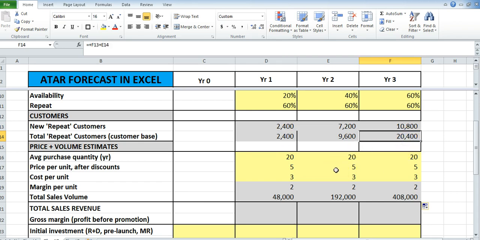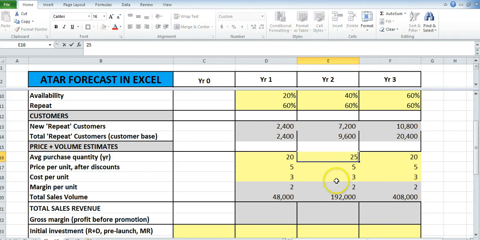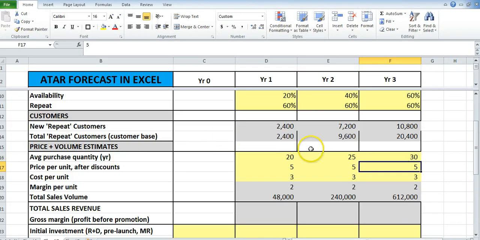So my customer base has gone up almost 20 times. If I had some sort of loyalty program in place and some sort of direct marketing program, I could argue that I could increase their average purchase quantity per customer and even get our sales up even more. But I'll just bring that back to 20. Okay, so I could have that in place.